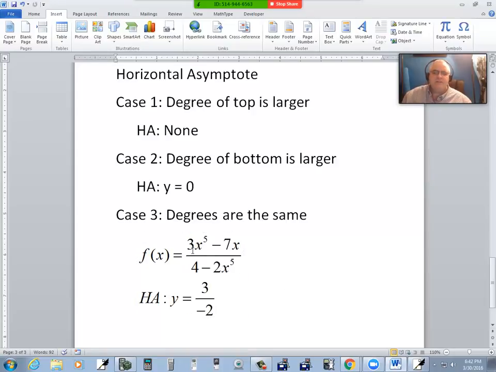Okay, now degrees are the same. Degrees are the largest power of x. The degree of the top is 5, the degree of the bottom is 5. They're the same. What you do is you're going to create a fraction. The horizontal asymptote is y equals, and you take the numbers off the front of the x to the largest power. So I take the 3, because it's what's before the x to the fifth, and I'll take the negative 2, because that's what's in front of the x to the fifth. And a horizontal asymptote will be y is equal to negative 3/2.